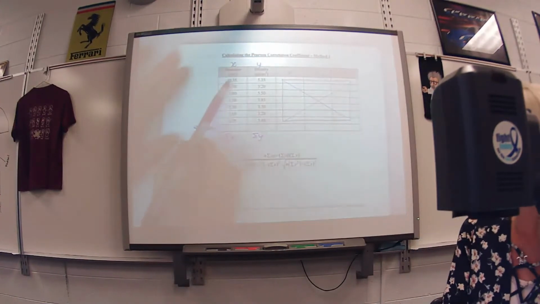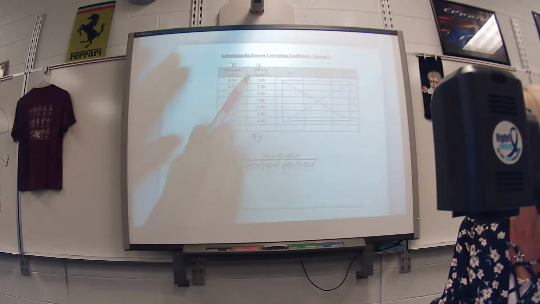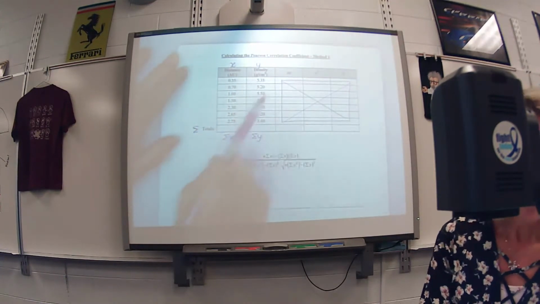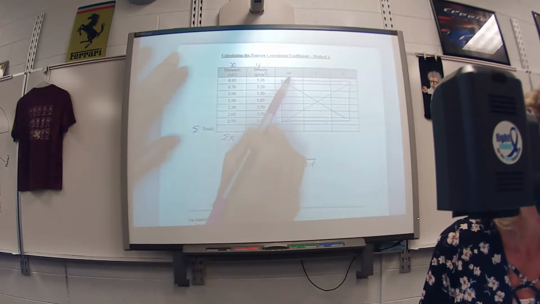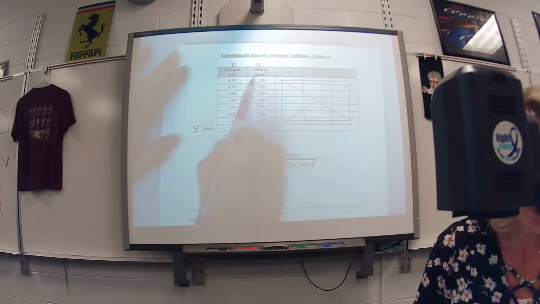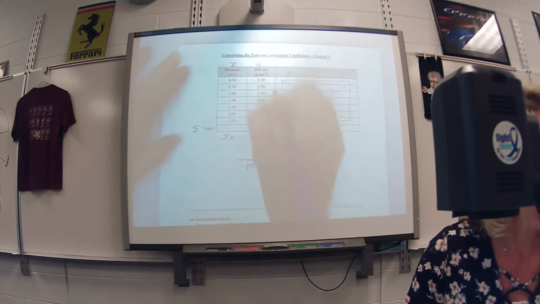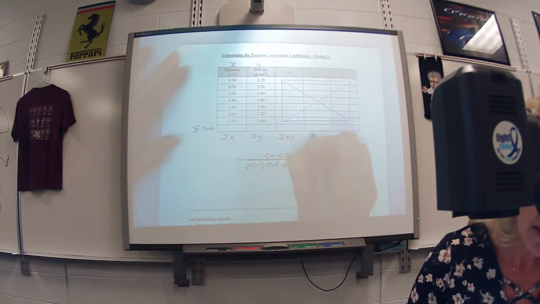So you're going to be putting this data in column 1. You're going to put this data in column 2. And in the next column, you can see we need x times y. Then we need x squared. So we're going to take this column and square it. Then we need y squared. So take this column and square it. And we need all of those totals. So we're going to need sigma xy, sigma x squared, and sigma y squared.